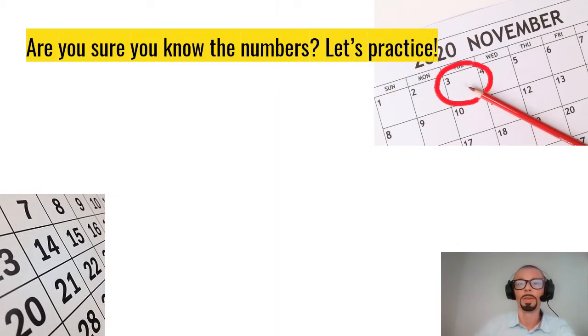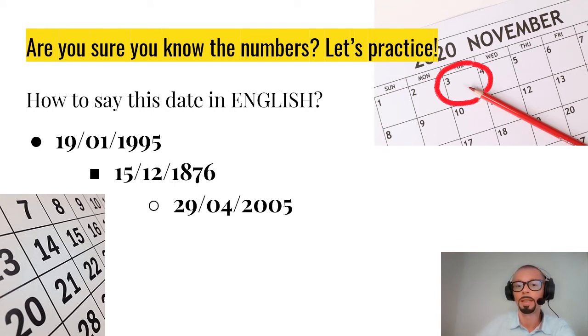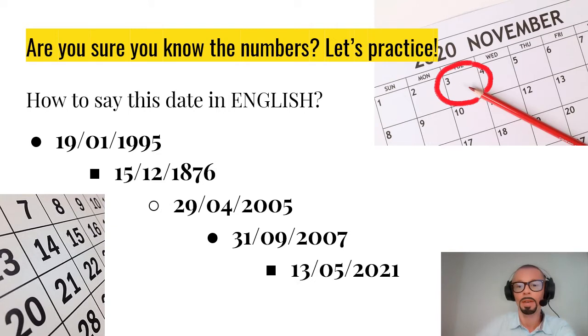Are you sure that you know the numbers? If you do, let's practice, let's take a little test. So first, can you read this date? What date is it? 19 of January 1995. 15 of December 1876. 29 of April 2005, 31 of September 2007, and 13 of May 2021.